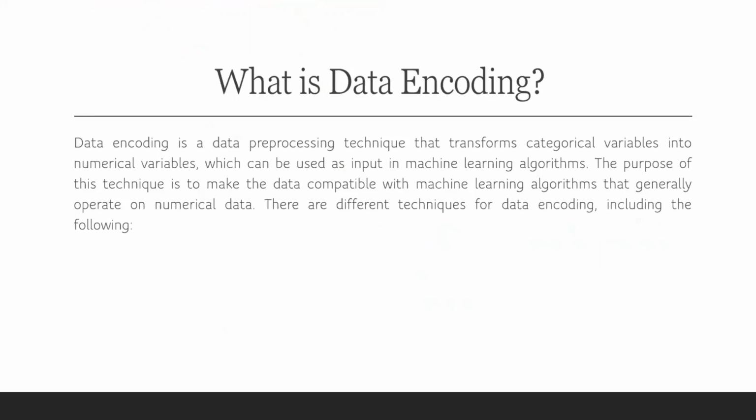First, let's talk about what is data encoding. Data encoding is a data preprocessing technique that transforms categorical variables into numerical variables, which can be used as input in machine learning algorithms. The purpose of this technique is to make the data compatible with machine learning algorithms that generally operate on numerical data. There are different techniques for data encoding, including the following: label encoding and one-hot encoding.